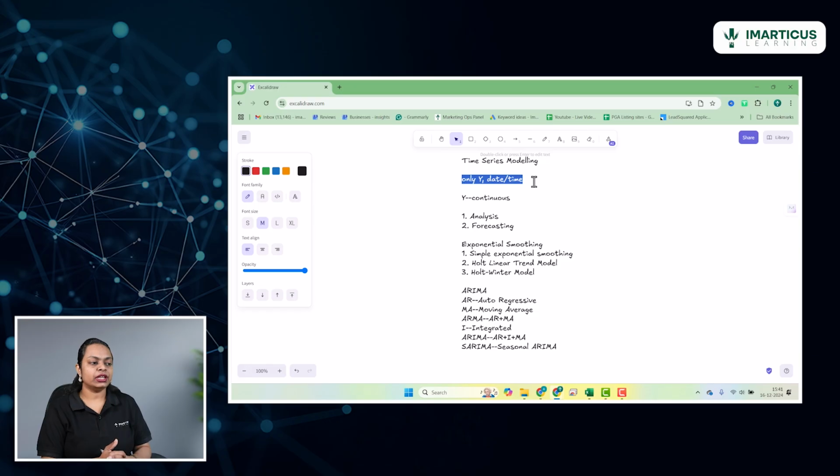So these are certain things that you should be remembering about time series modeling. Although the y is continuous, we work upon autocorrelation here. So we will be trying to identify the relationship between the observations and not the variables, and that is how this domain is different from the regression related domain.